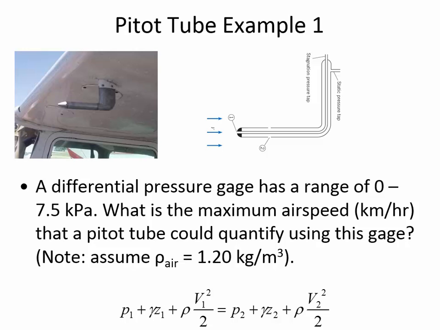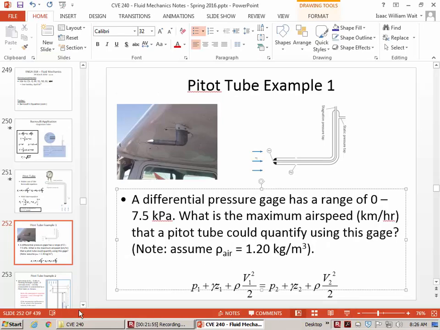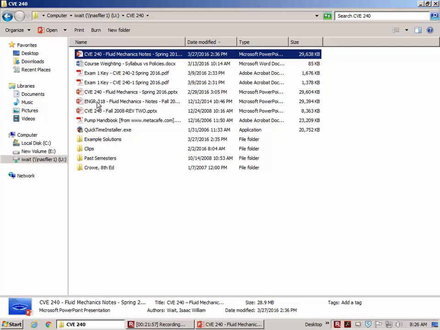So here in the equation, you're going to say V1 is 0, V2 is the unknown, and then Z1 equals Z2, and the pressure at 1 is the high pressure location, so 7.5 kPa, and the pressure at 2 is 0. So let's look at the solution for that one.